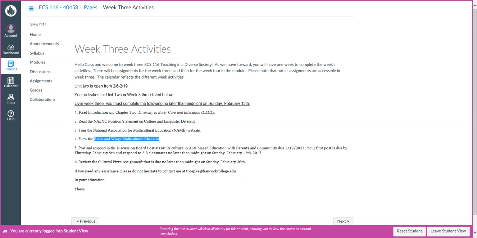Then what you're going to do is take all those things into consideration, and you're going to respond to our discussion board. I have a prompt for you in the module, and remember that you're going to log in by February the 9th to respond to 2 to 3 classmates, and then log back in by Sunday to make sure that you have made those responses. We have our cultural pizza assignment that's going to be due by February the 26th.